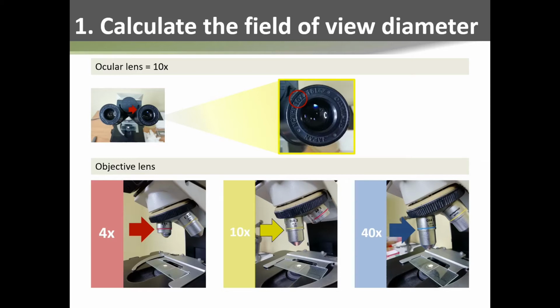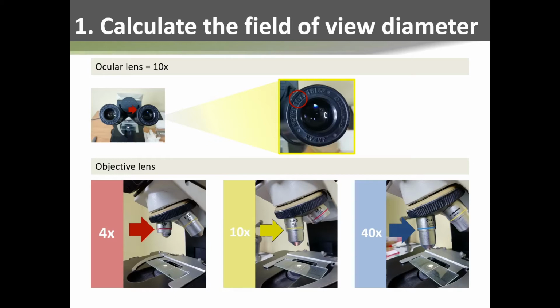We will start with the first method, that is to estimate the size of a specimen by comparing the size of a specimen with the field of view diameter of the microscope. The field of view is a circular bright field when you look into the ocular lens of the microscope. The diameter of this circular field must be measured. We have to calculate the field of view diameter.